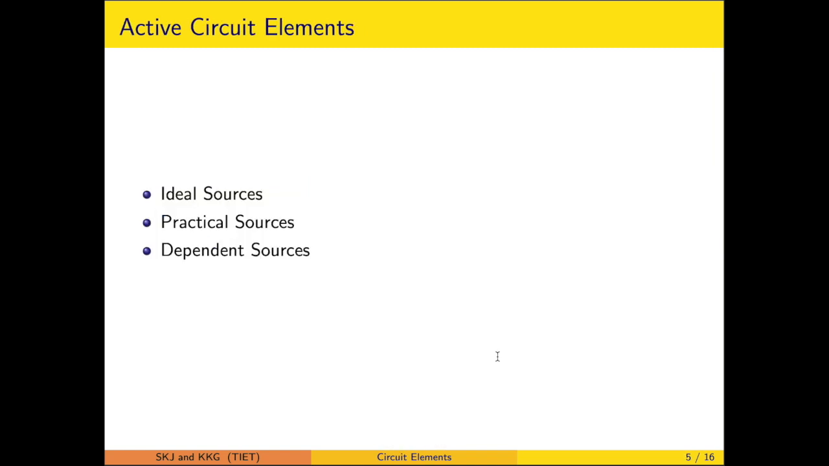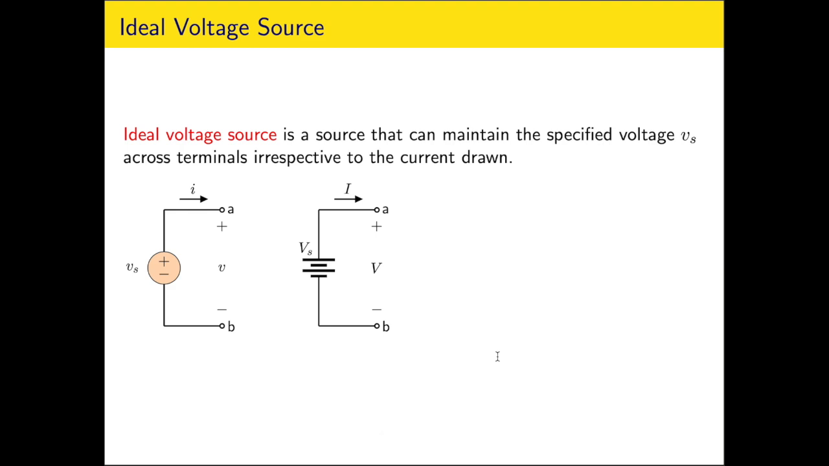We will be discussing them one by one. So that discussion is carried out first with the ideal source. We will be moving to the practical source, then we will be considering the dependent source. So here, for the voltage source, there are two representations.